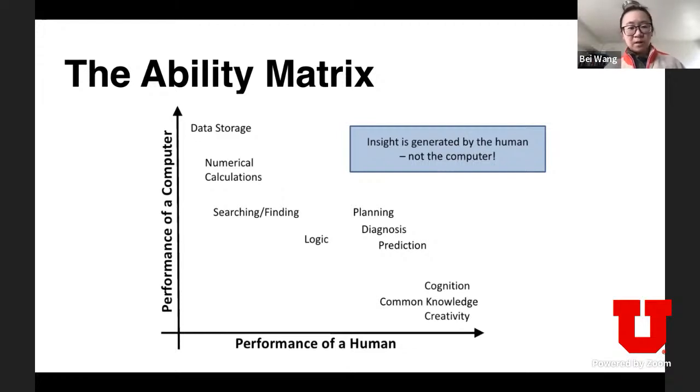The y-axis corresponds to the performance of a computer, which is very good at memory in terms of data storage. It's very good with numerical computations. It's relatively good with search and finding as well as planning. And somewhere in between, both human and computer are capable of performing some form of logic. So visualization is really trying to strike a balance of utilizing the capability of a computer, but also the capability of human in terms of insight generation.